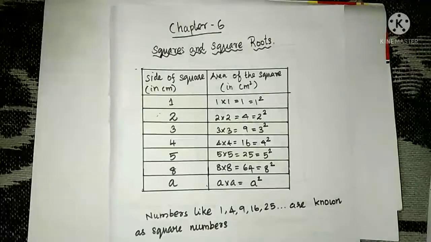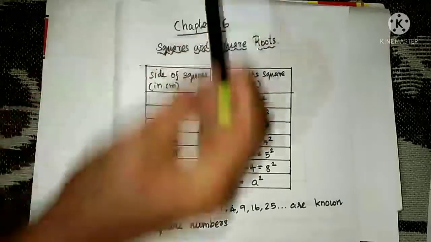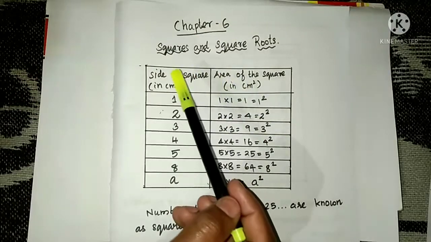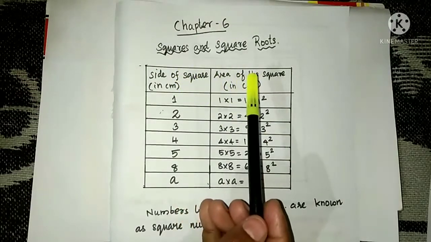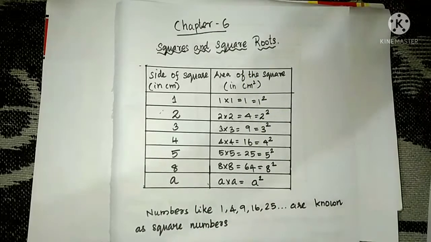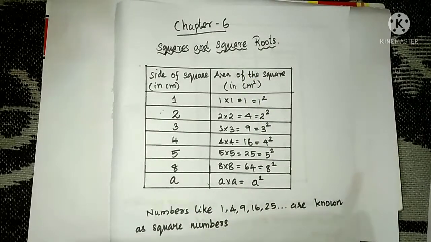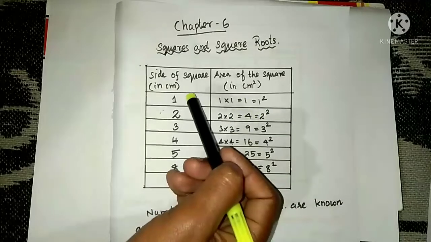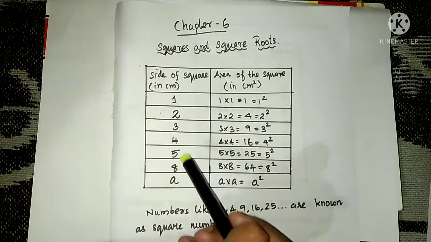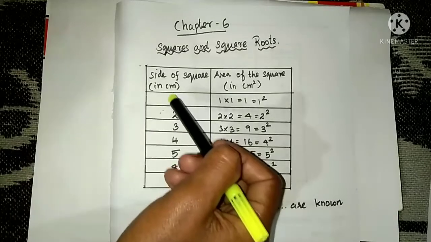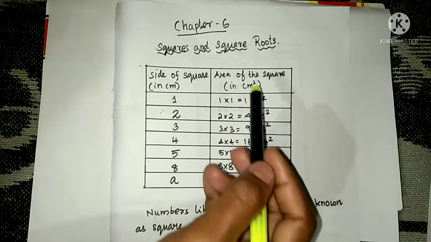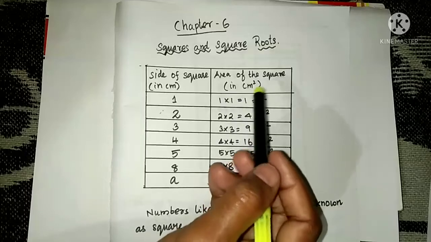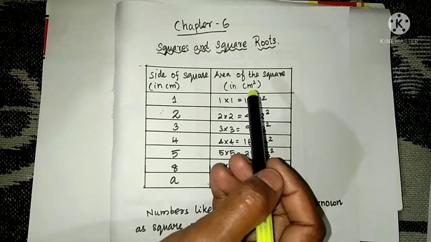Hello everyone. In this video class, we are starting our next chapter, chapter 6, squares and square roots. Look at this table. Here, in the first column, the side of a square in centimeters is given. In the second column, the area of the square in centimeters squared is given.